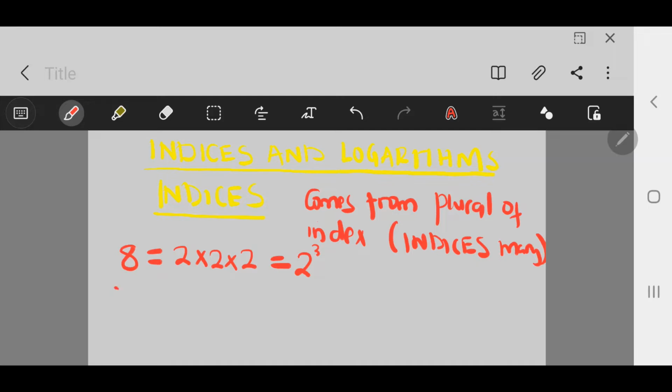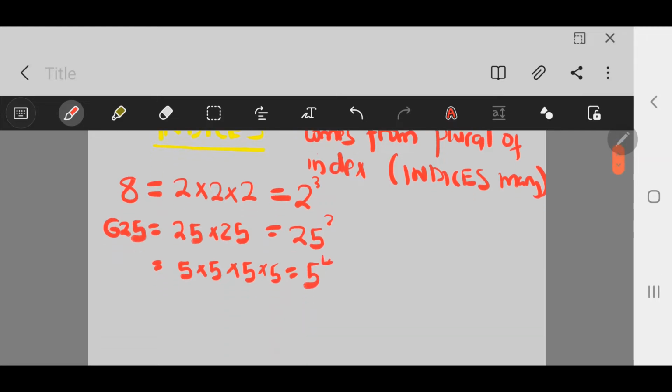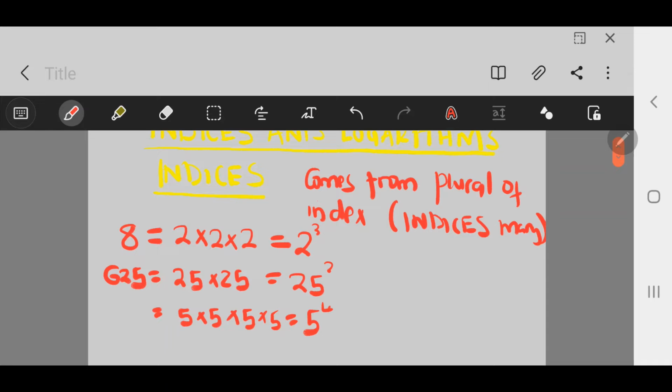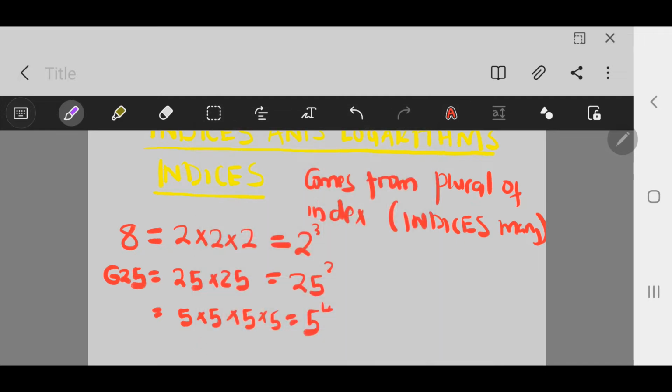We take a number like 625. You can write this one as a product of 25 and 25, which can be written as 25 square. But you see, you can write this 25 as 5 times 5. The other 25 is 5 times 5. So you can write it as 5 power 4. The same number.